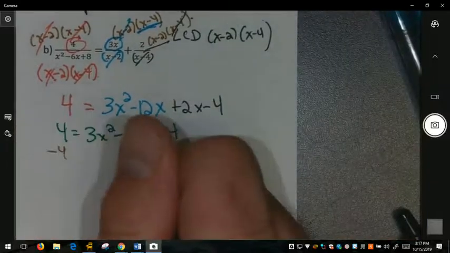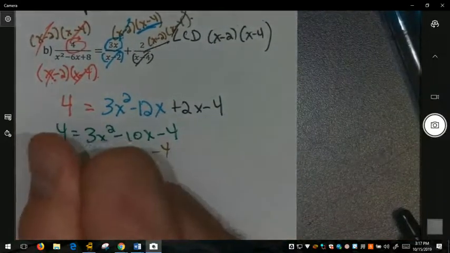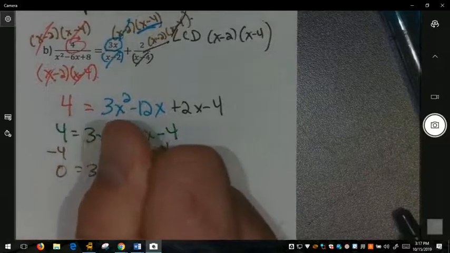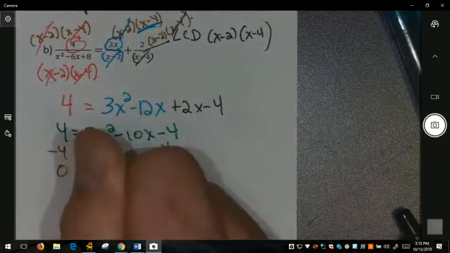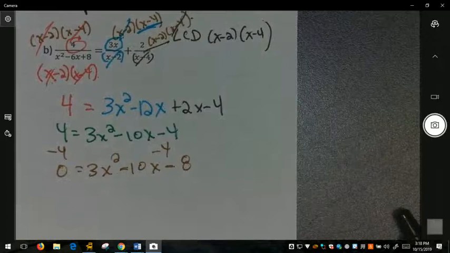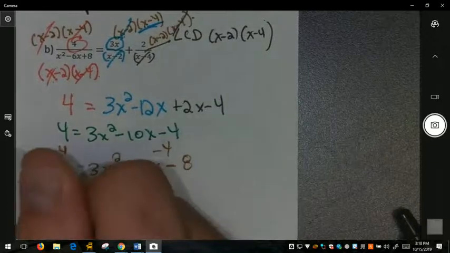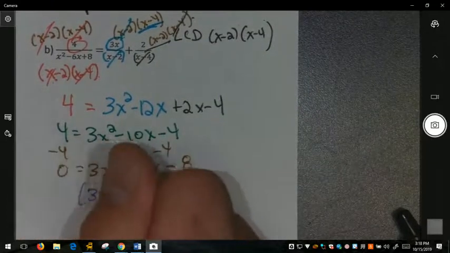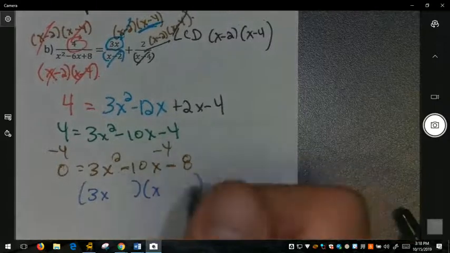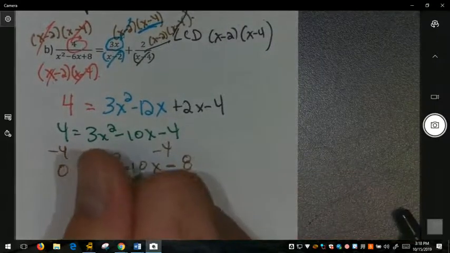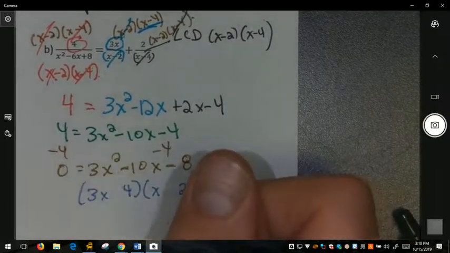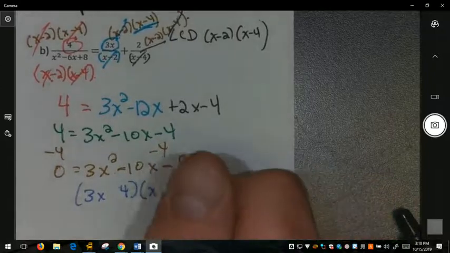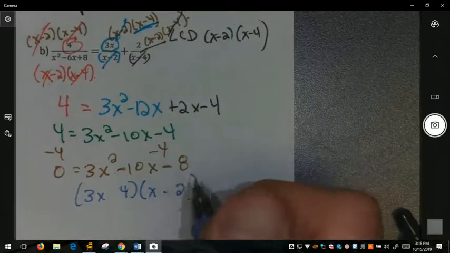I'm going to take away 4 from both sides to get the quadratic equal to 0, and I'm hoping that it's factorable, but if it's not, I'll use the quadratic formula to solve it. So now, I should be able to factor this. 3x times x, and 2 would give me 6, and 4 would give me 4. 6 and 4 can add to 10 if they're, it needs to be positive and negative though.